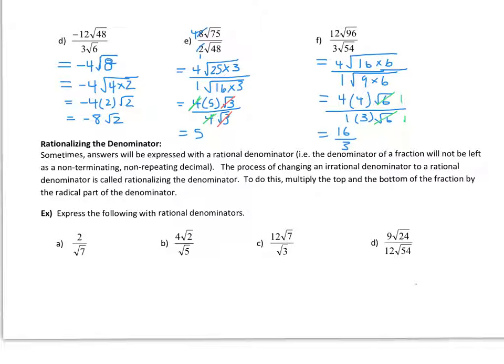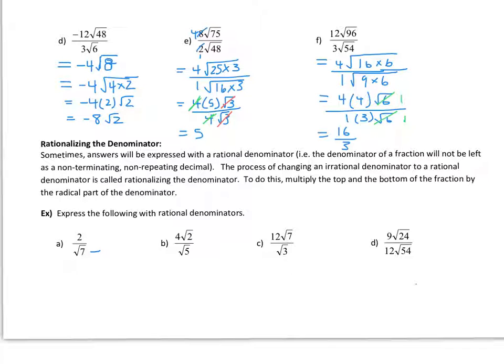All right, the last piece, which if you're going on in advanced functions next year, is a process called rationalizing the denominator. Sometimes answers will be expressed with a rational denominator. So rational numbers are numbers that can be expressed as fractions. They're your terminating decimals or your repeating decimals or your integers or your whole numbers. On the bottom of this first example, we have the square root of 7. If you do the square root of 7, it's a non-terminating, non-repeating decimal, which means it's an irrational denominator.